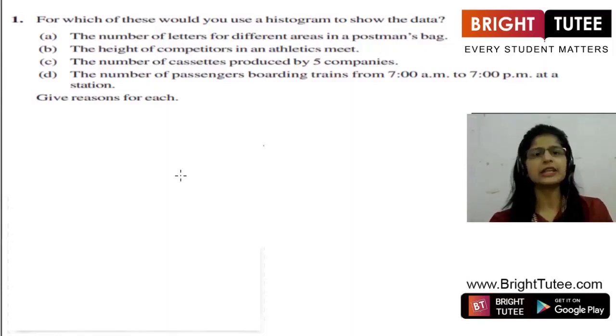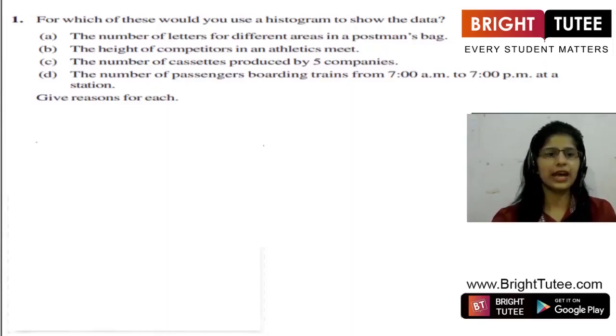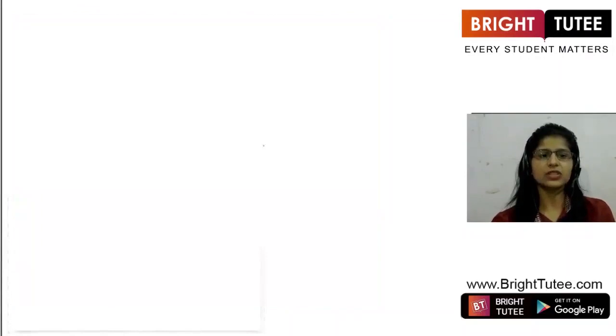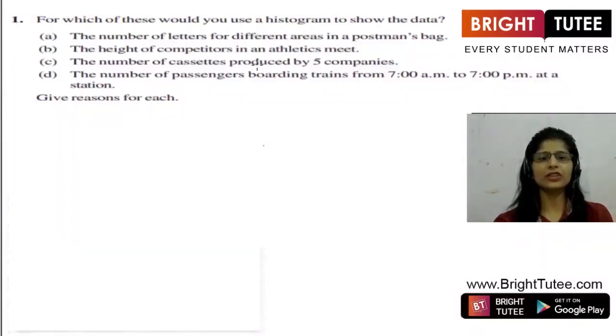The second one is the height of competitors in an athletics meet. Yes, according to height, the competitors can be divided. Height can be divided in class intervals, as we have just discussed a question on height. As you could see here, different heights are given, and different numbers of girls are presented here. In a similar way we can show the height of competitors in an athletics meet. So yes, in the B part we will use a histogram.